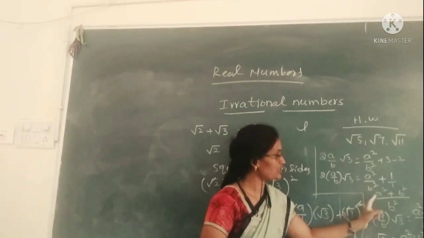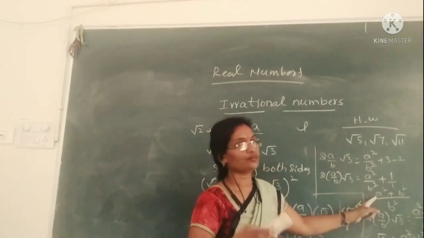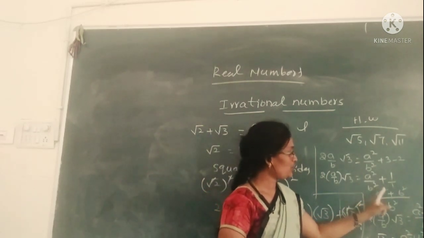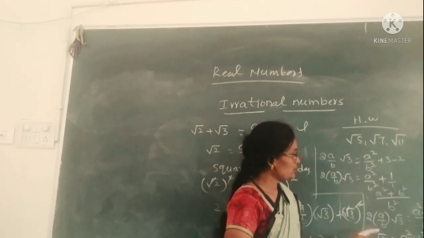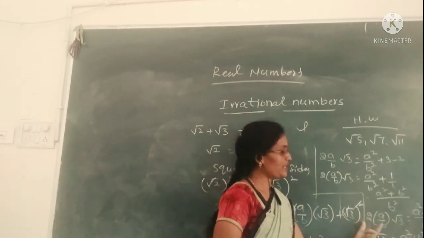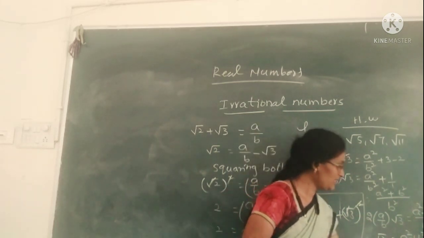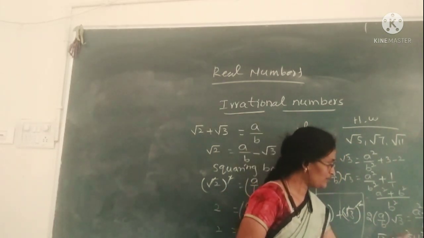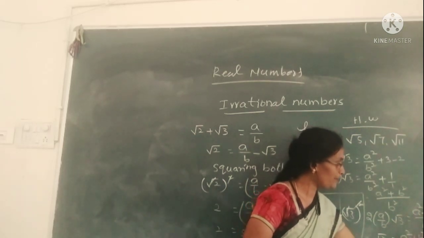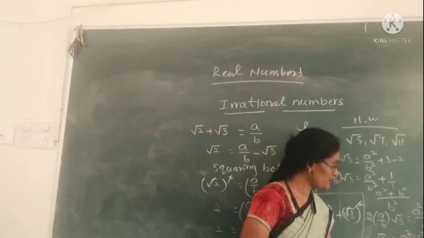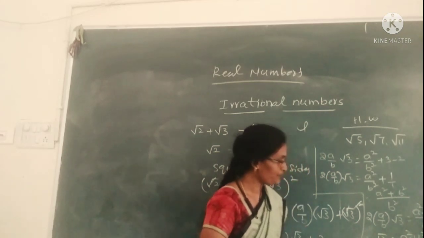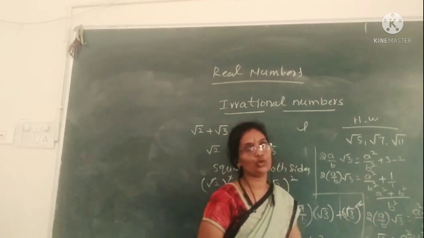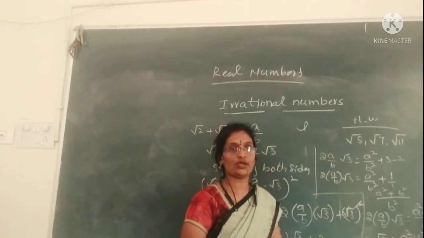Cross multiplying, we get a square plus b square. So 2 into a by b we can multiply, then transfer to the division: a square plus b square by b square into b by 2a. Cancelling b, we get a square plus b square by 2ab.